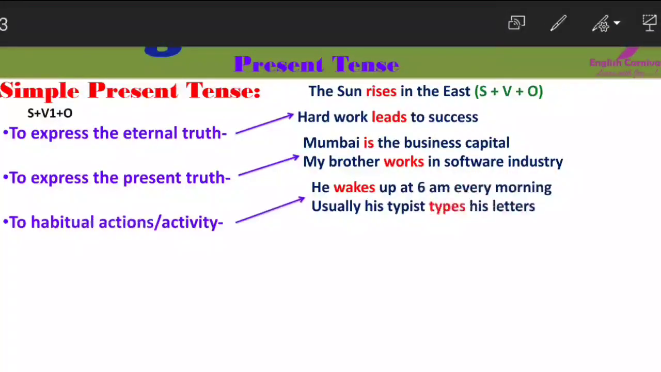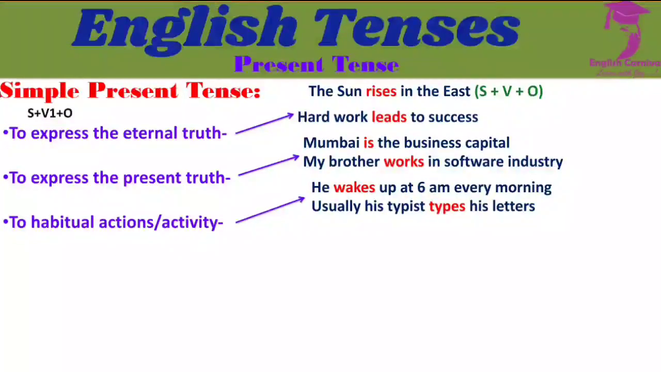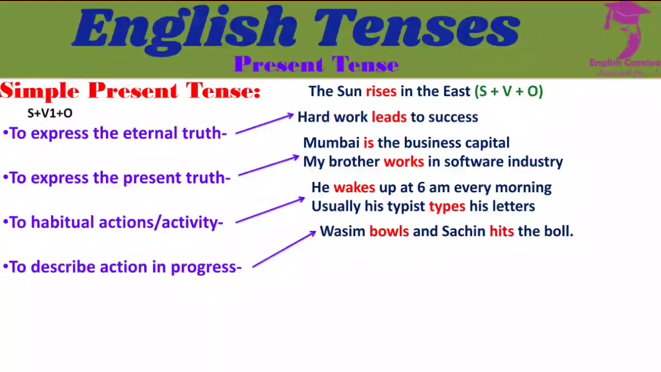The third situation, this tense is used to point out the habitual actions that we perform regularly. We have the examples: he wakes up at 6 a.m. every morning. Usually, his typist types his letters. The next situation, this tense is used to describe action which is in progress, and the example is Wasim bowls and Sachin hits the ball.